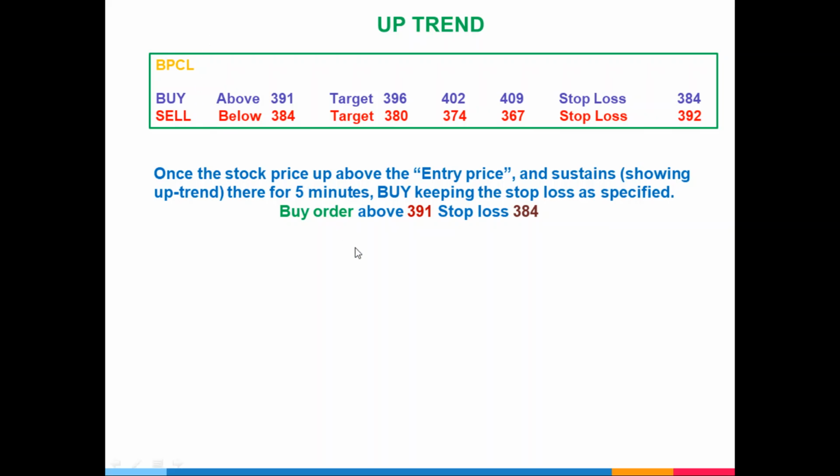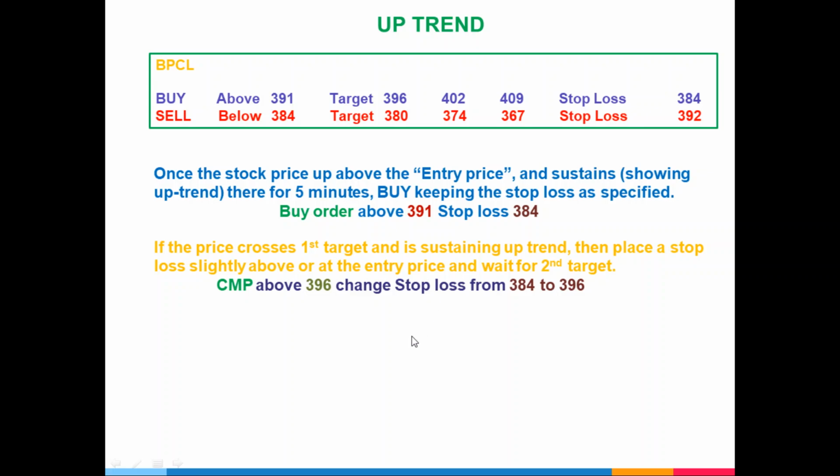So what I will do is enter a buy trade between 391 to 393, 394 levels even, but not above 396 initially. Then I will wait for 396, the first target. And if the price crosses the first target and is sustaining the uptrend, and I see the trend is very strong, then I will change the stop loss from the initial 384 to 396, because once the price crosses above 396, I will wait for at least 398 or 399 levels, not immediately once it crosses 396, or even close to the 400 levels. Then I will change my stop loss from 384, the initial stop loss, to 396, the first target. So I am locking the profit at the first target.